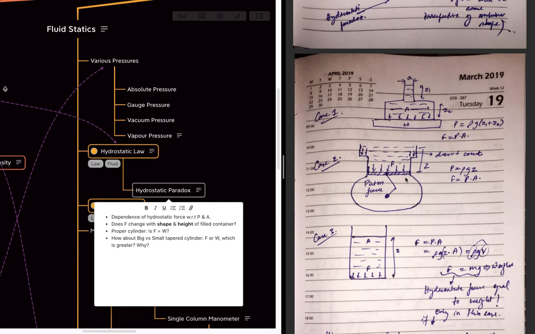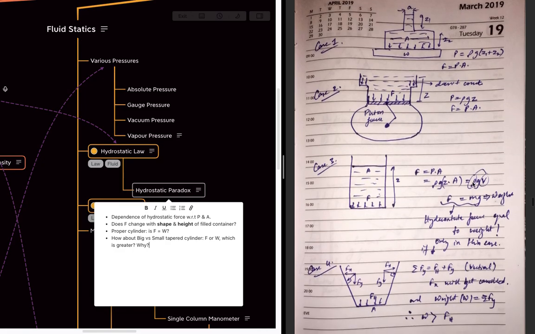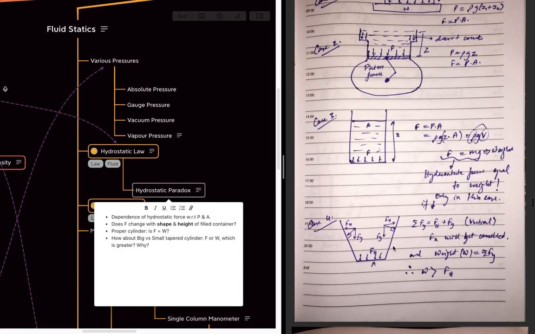But what is the hydrostatic force for this case? Again, P is equal to rho g z. It doesn't consider the cross section, just the depth. We will find the hydrostatic force. This is the interesting case. We will see. This is just a proper cylindrical container. For this, the hydrostatic force is P times A, and P is rho g z, times A. So z times A is the volume, and as we know, rho times V is equal to mass. So mg. That means the hydrostatic force is equal to the weight in this case.